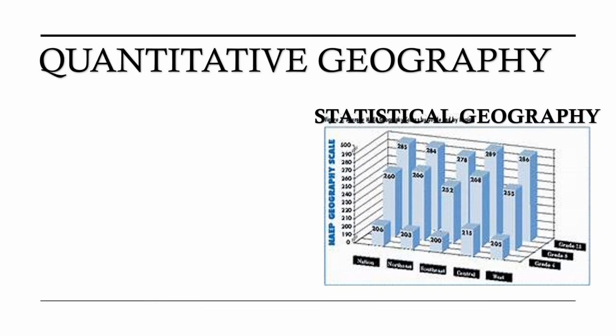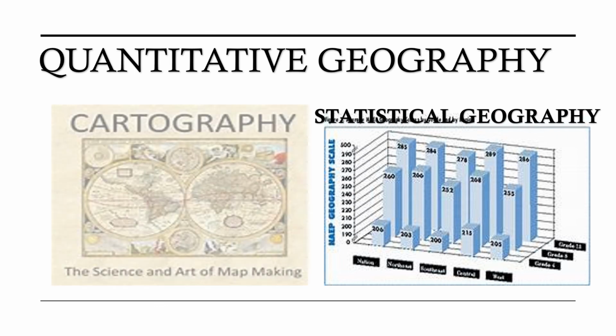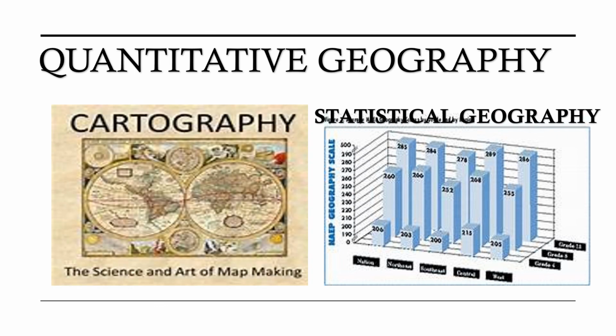Lastly, we have quantitative geography. For quantitative geography, we have two subdivisions. They are statistical geography and cartography. Cartography deals with the making of maps, and statistical geography deals with analyzing, interpreting, and presenting geographical information.